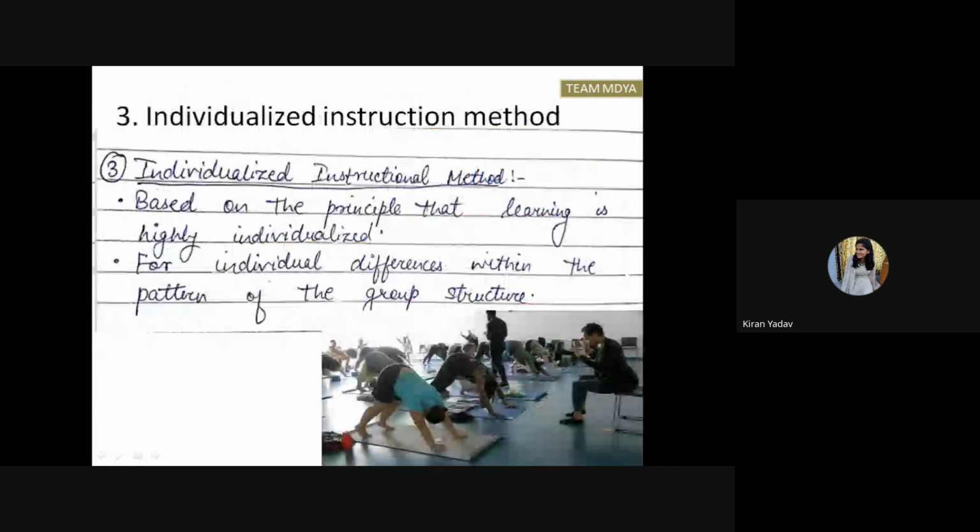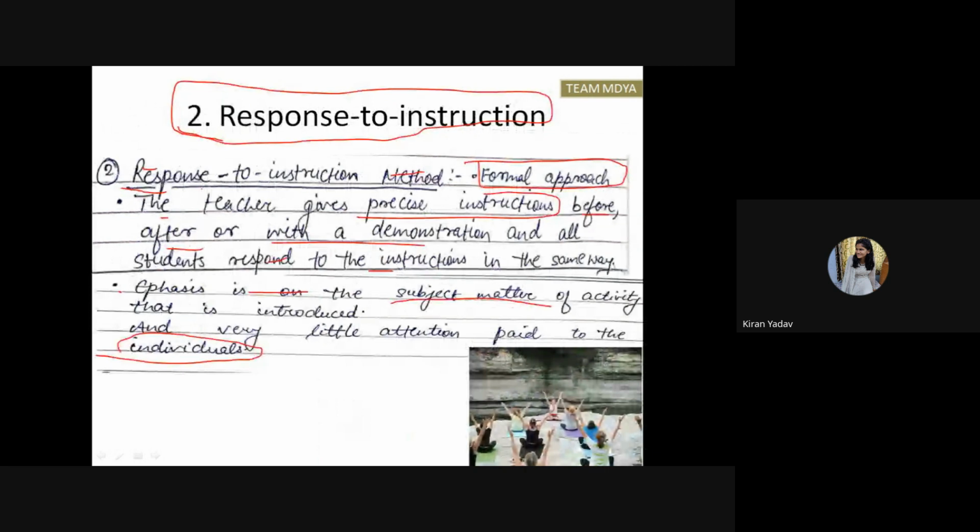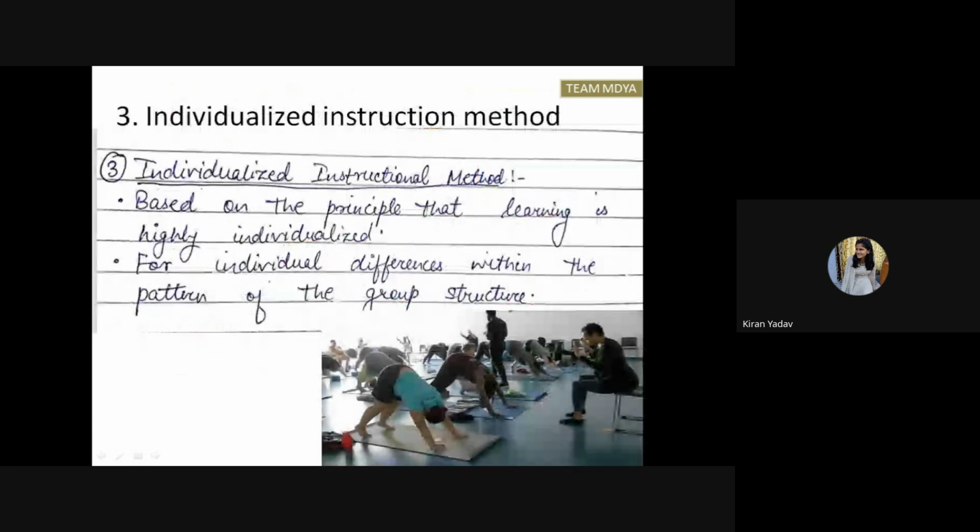Then the next method is the individualized instruction method. In the previous method, less attention was paid to the individuals. Now in this method, although it is also a group method, individuals are given attention. Their individual differences are kept in mind, and as you can see in the picture, although this is a group, the individuals' differences are taken care of, based on the principle that learning is highly individualized. The individualized instructional method is based on this principle, and on individual differences within the pattern of the group structure.